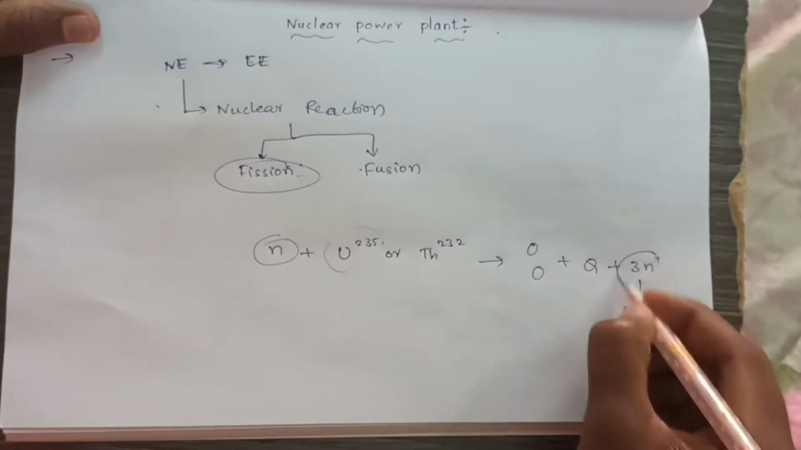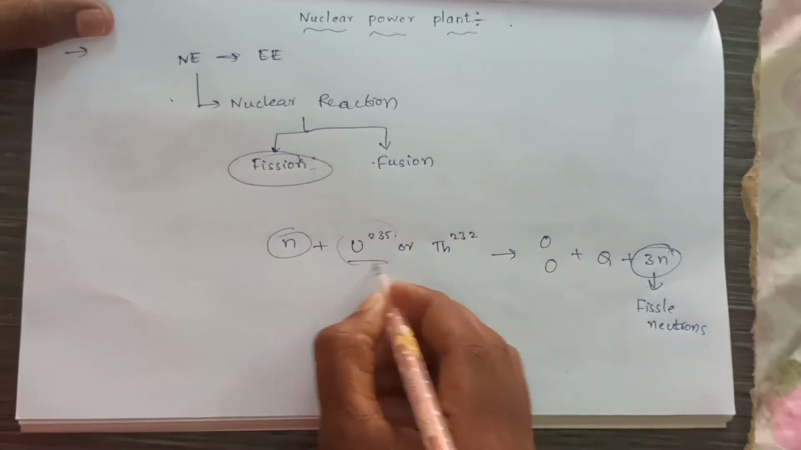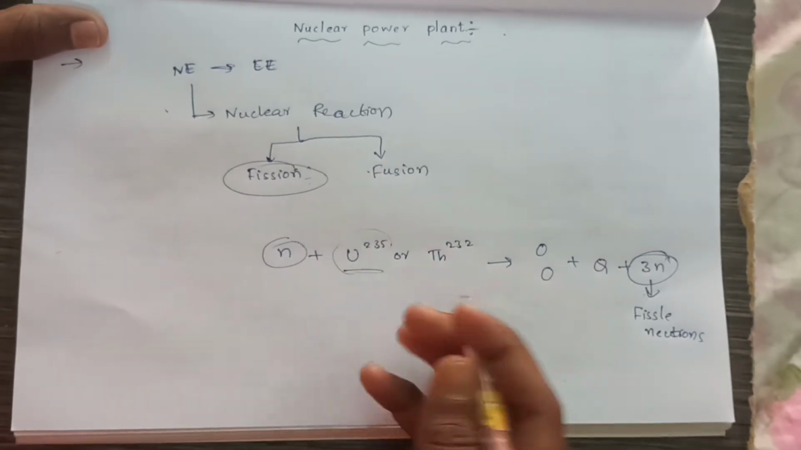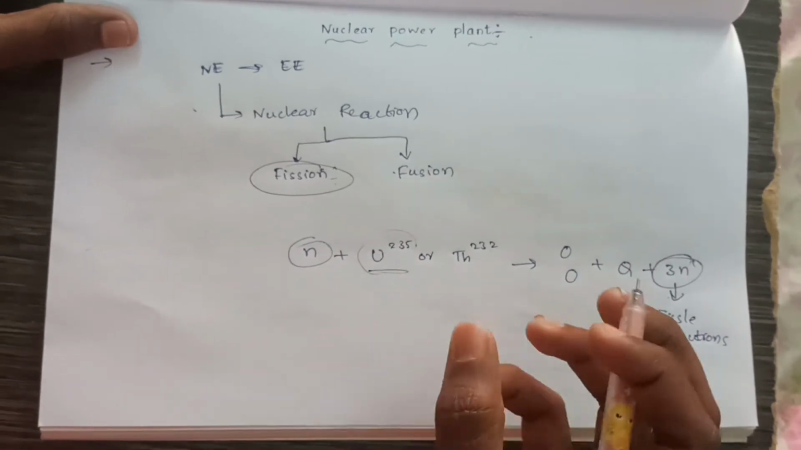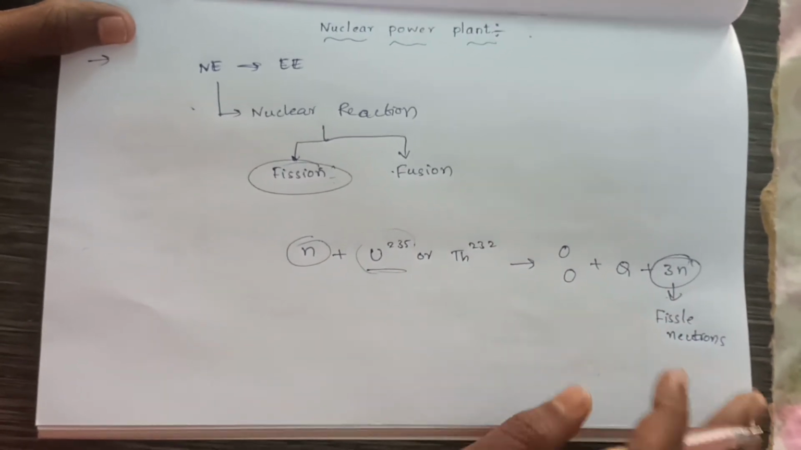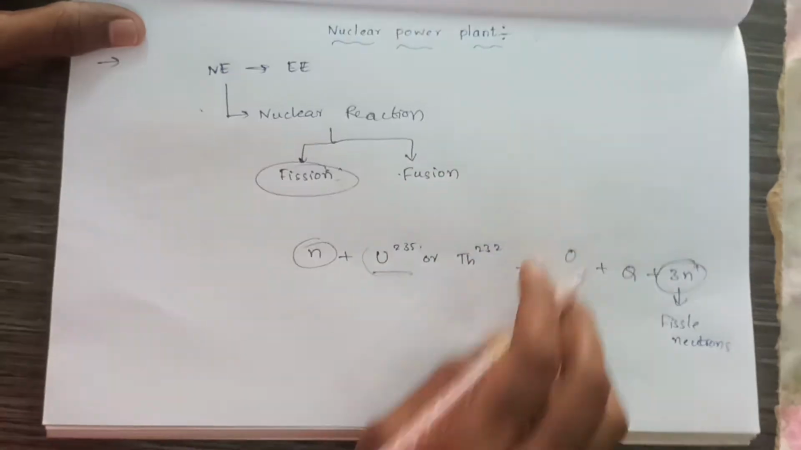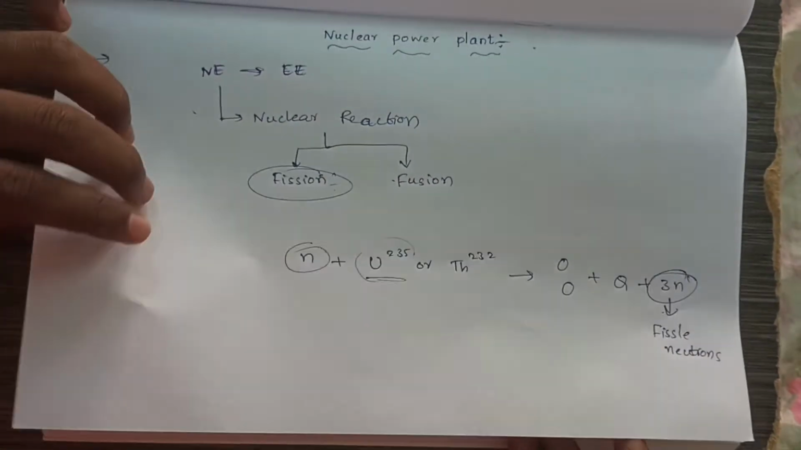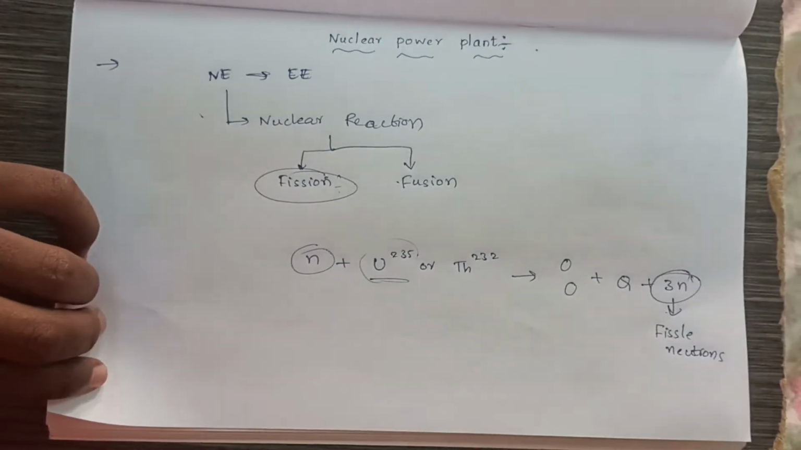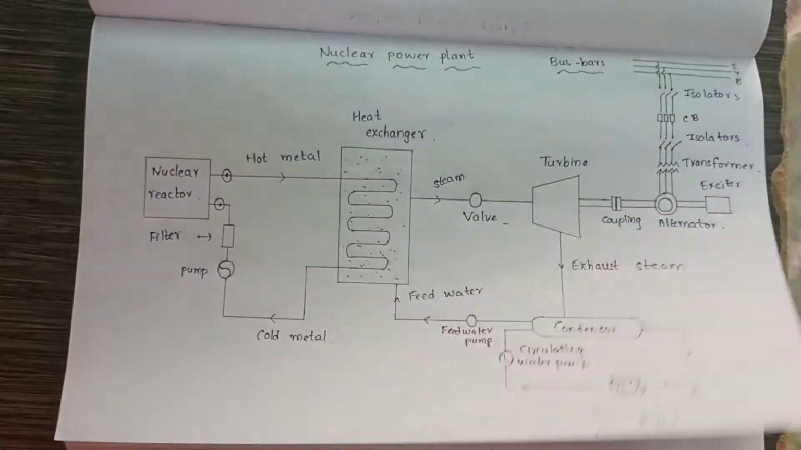Further, these neutrons again go and bombard other uranium atoms. Again it keeps on splitting. This process keeps on repeating, so much heat energy is generated. By using this heat energy we are going to generate electrical energy. So now let's see how we generate electrical energy by using this nuclear energy.